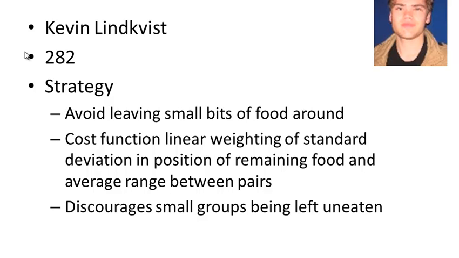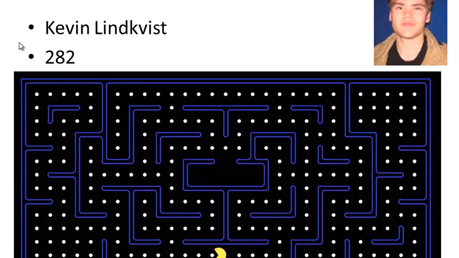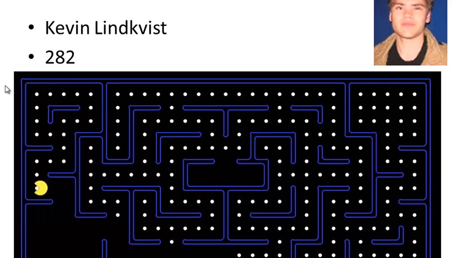Strategy: avoid leaving small bits of food around. Cost function is linear weighting of standard deviation in position of remaining food and average range between pairs. I like it. Discourages small groups being left uneaten. Let's look at what that gives. I also have a feeling that this video just runs faster.